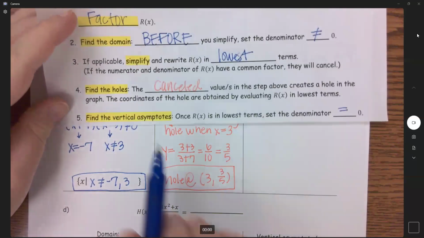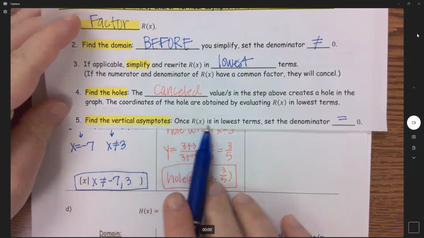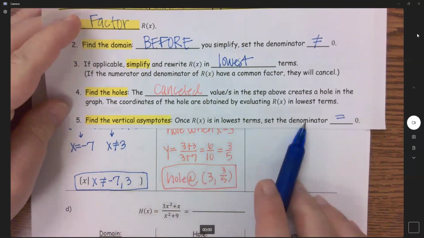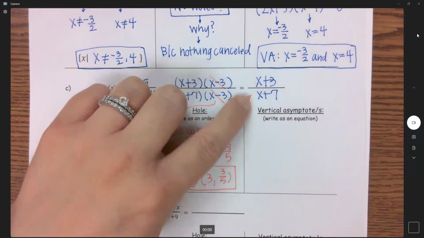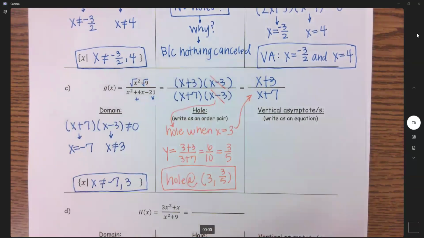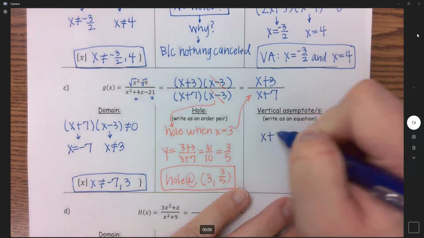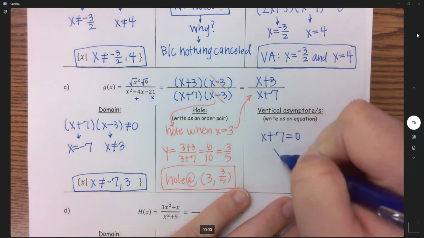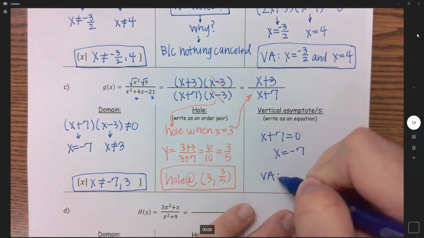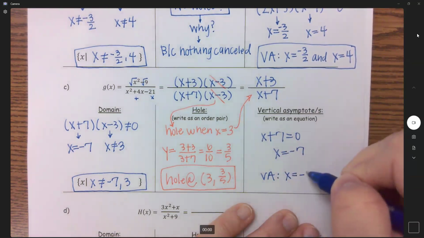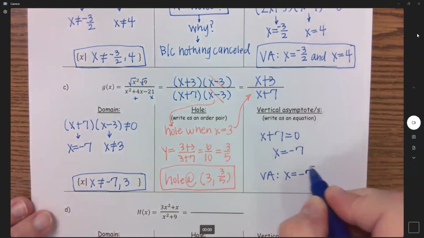Okay, and now the last step, we need to find the vertical asymptotes. Once r of x is in lowest terms, find the denominator, set the denominator equal to 0. So I'm going to take this denominator that's in lowest terms and set that equal to 0. And we get x equals -7. So I have a vertical asymptote at the line x equals -7.